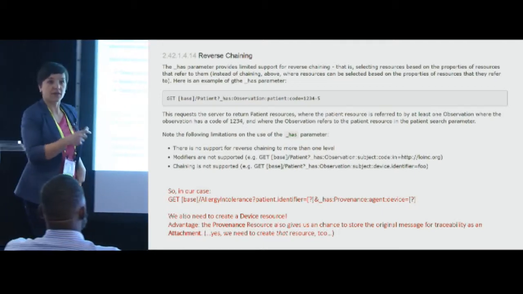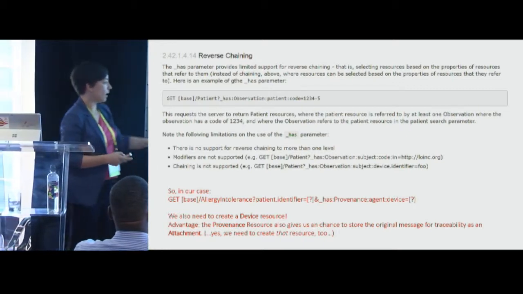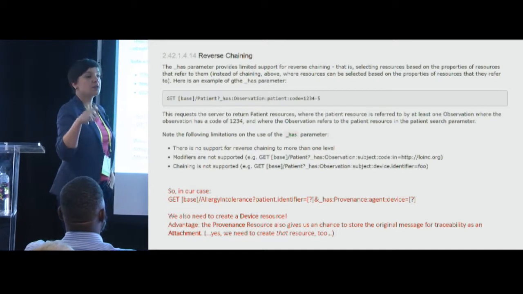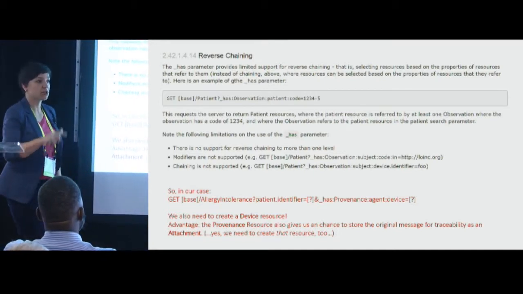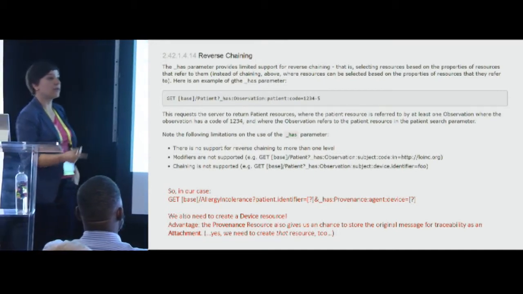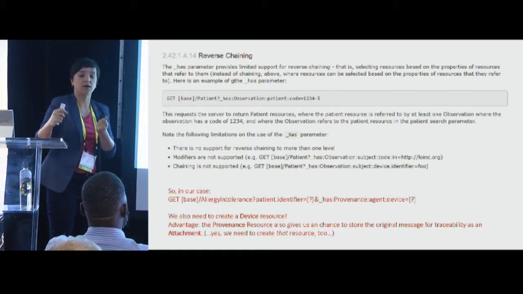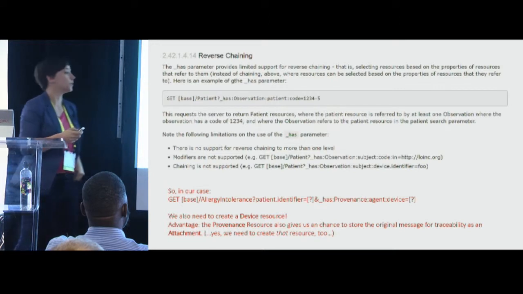So that's certainly not the easy way, but that's a very powerful way, because the provenance resource also gives us the opportunity to store the original version 2 message with the provenance resource so that we can do a complete backtracing to see where our data originally came from.